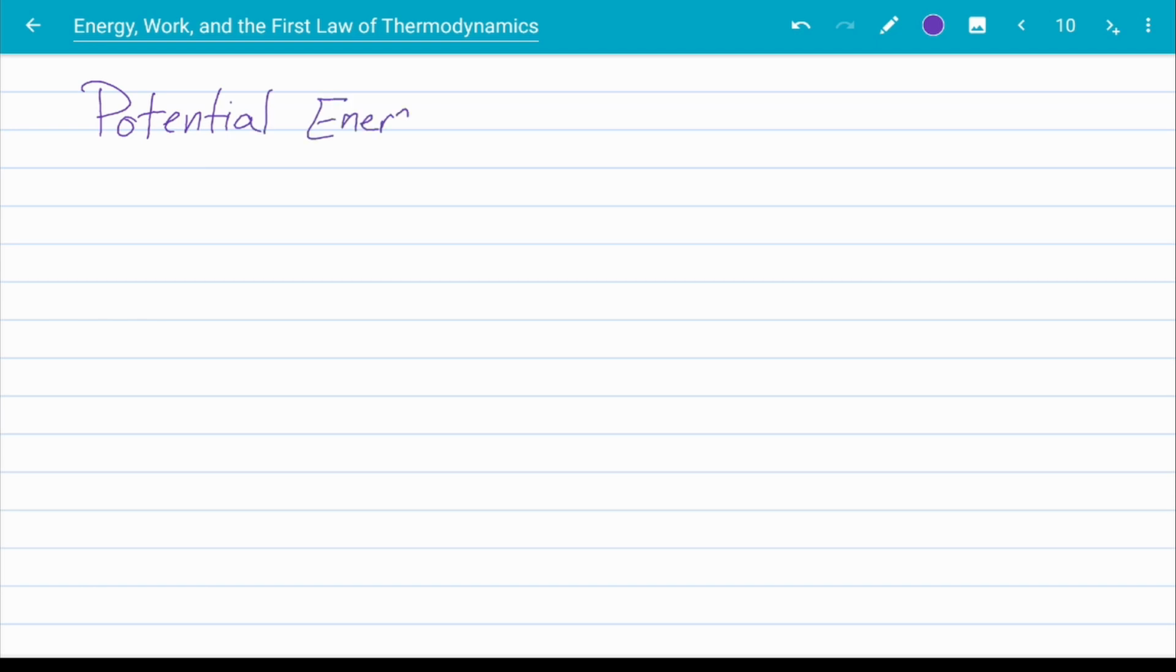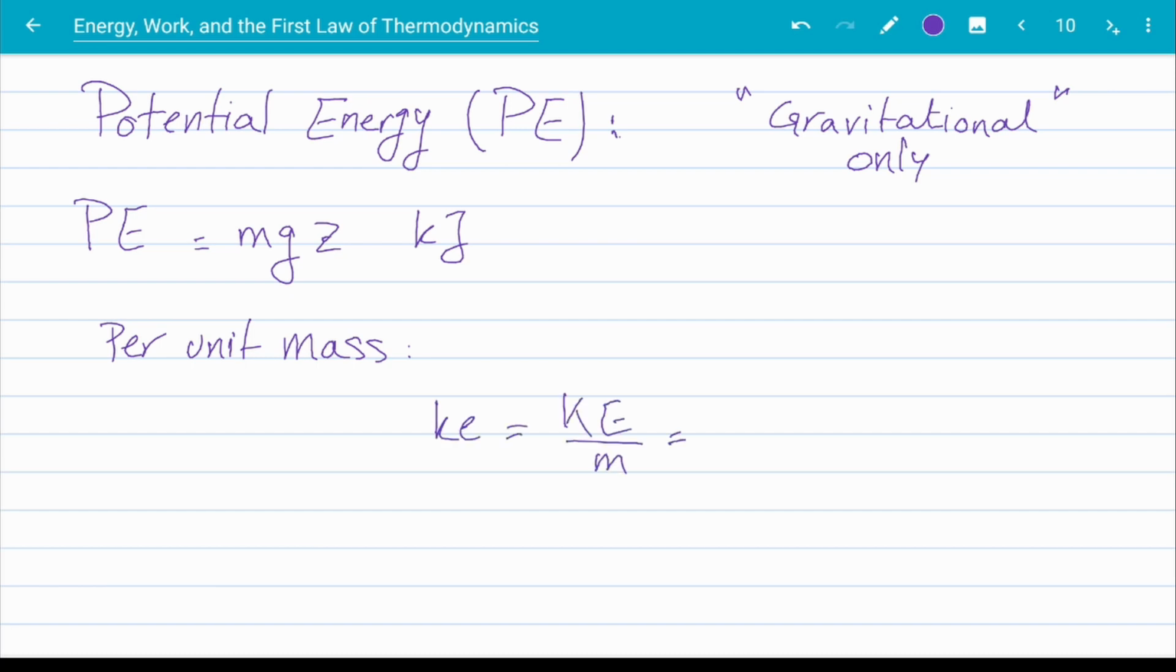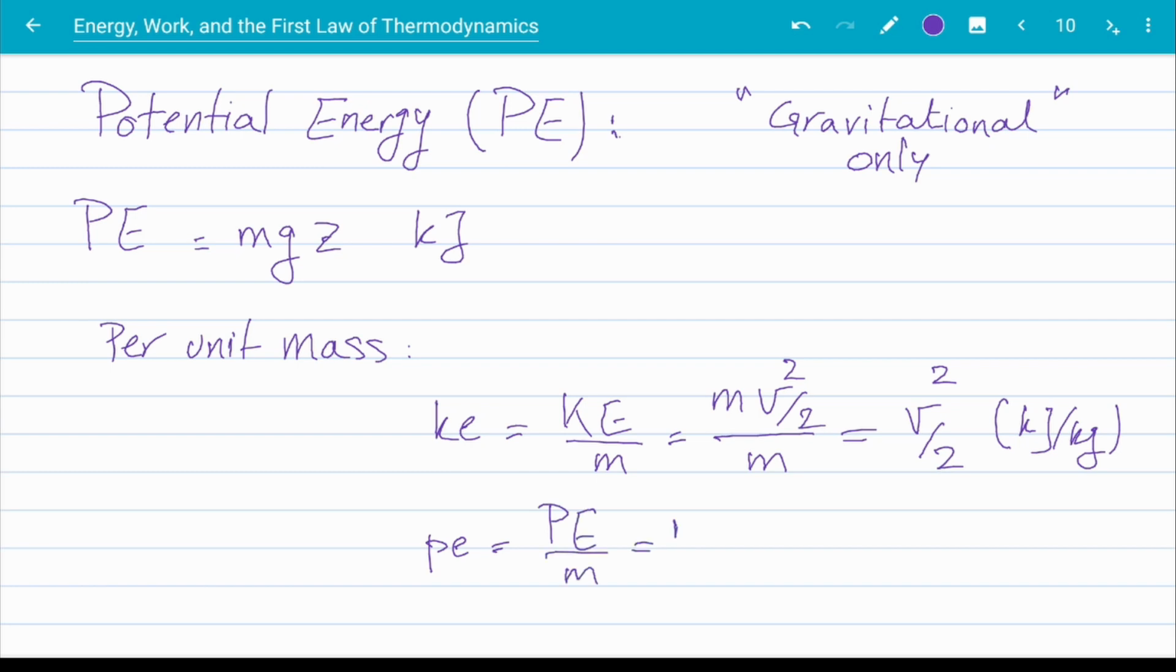Now, when discussing potential energy, please take note that we are only interested in gravitational potential energy. The equation for potential energy is very familiar to us. Potential energy is mass times gravitational acceleration times the elevation from the reference point, and the unit is kilojoules. Both kinetic and potential energies have per unit mass formations. Kinetic energy per unit mass is linear velocity squared over 2, and potential energy per unit mass is gravitational acceleration times z. Both have the units of kilojoules per kilogram.